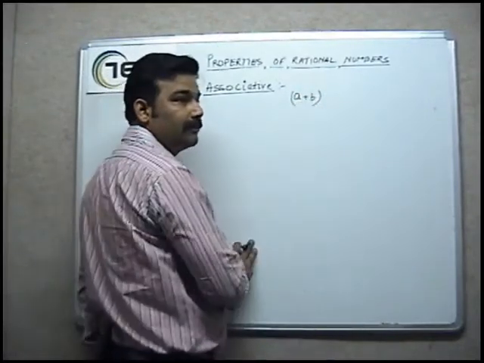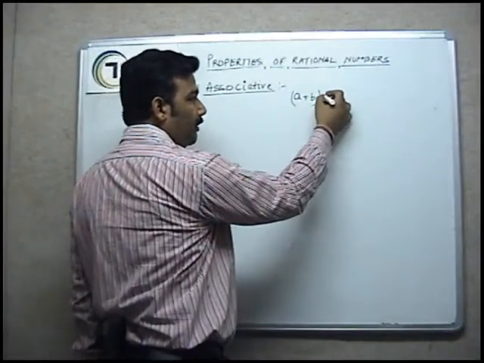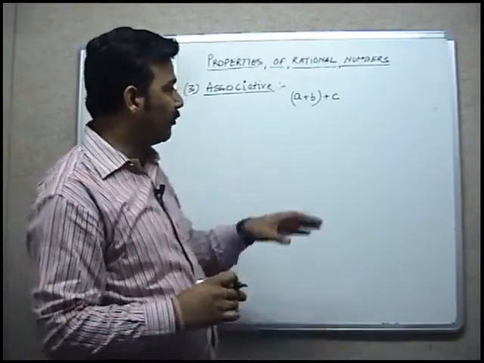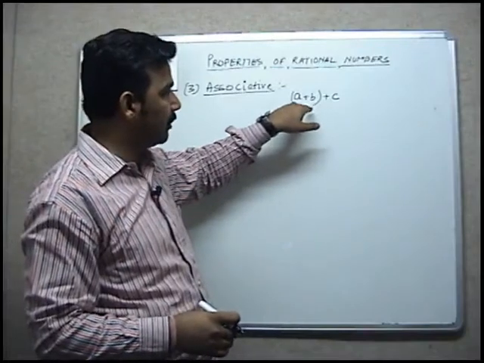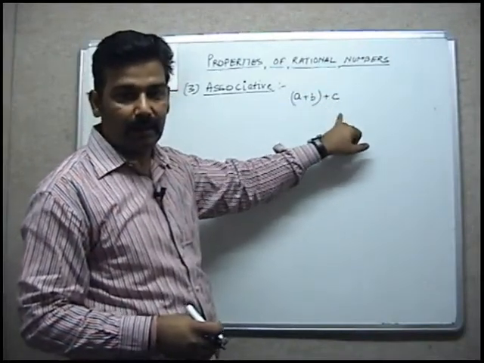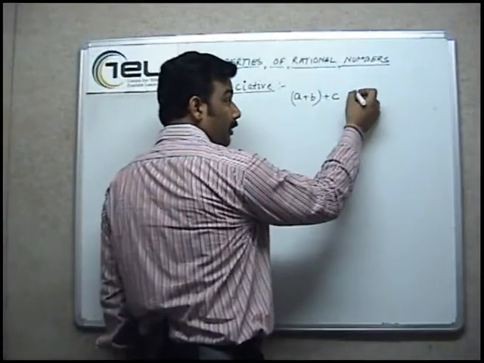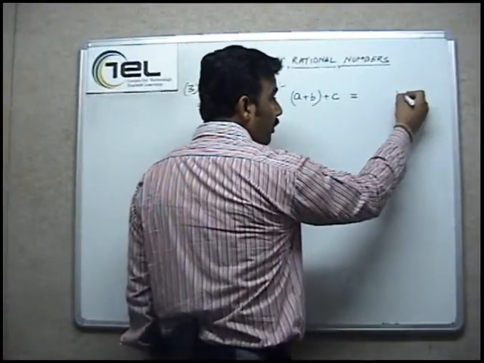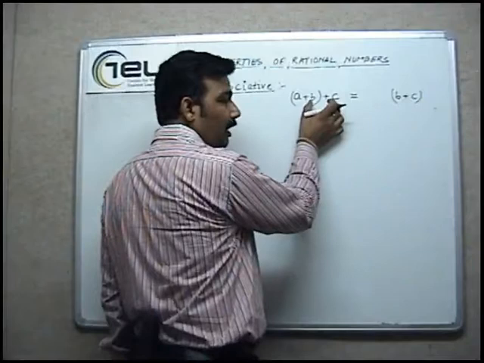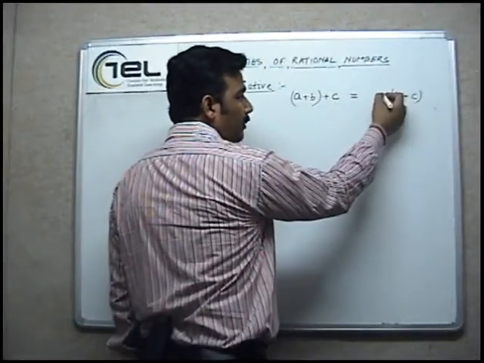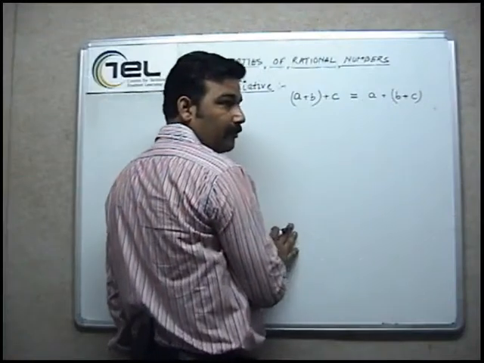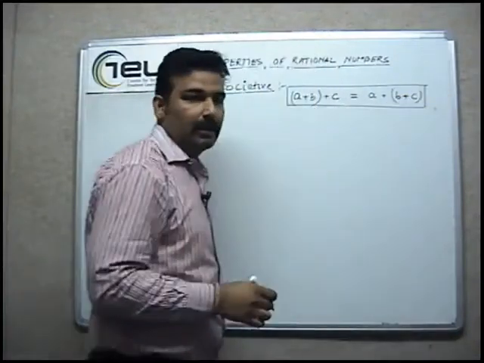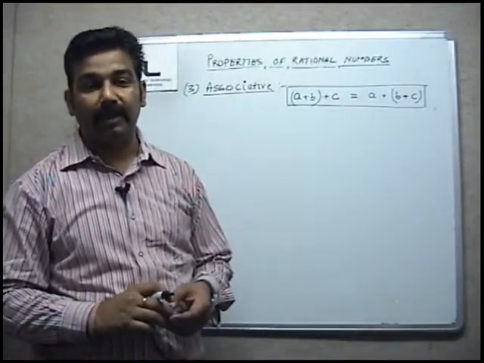I'm adding them. Whatever the result comes, I will add the result to C. Taking three numbers together, I add the first two numbers together, then I add the result to the third number. And again, I do another one: I take B and C together, that means the last two numbers, add them, and then add the first number to them. If they are equal, then the associative property holds true.